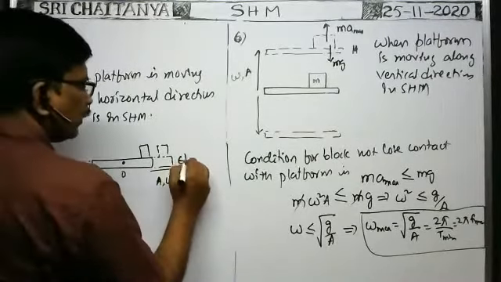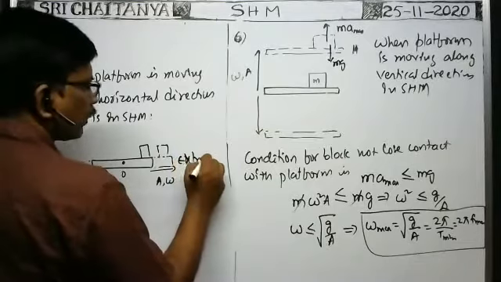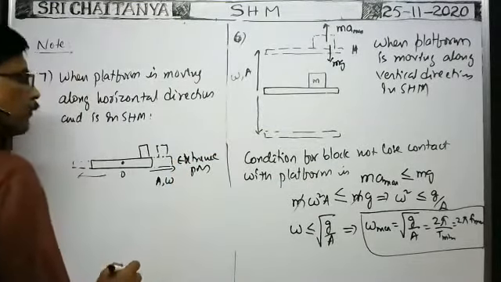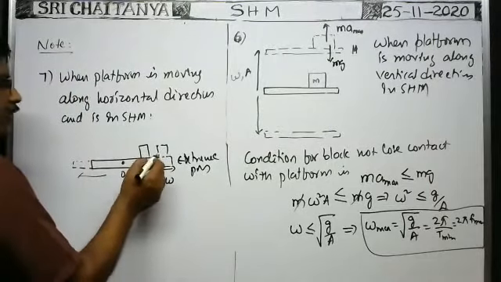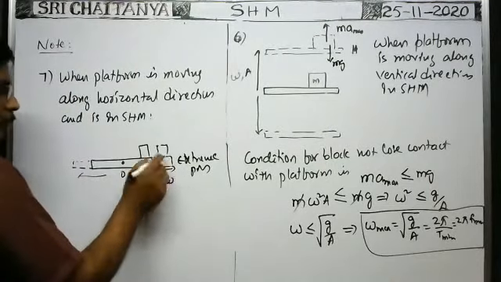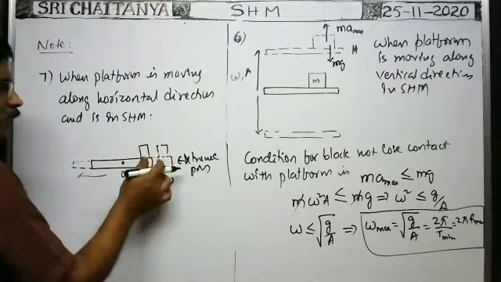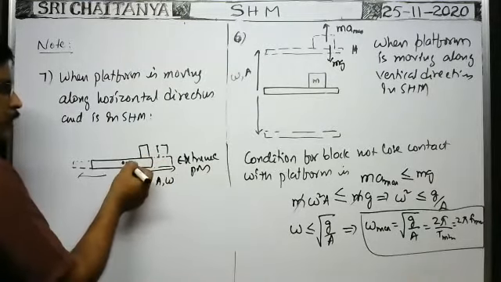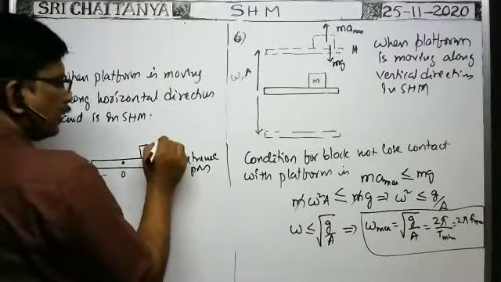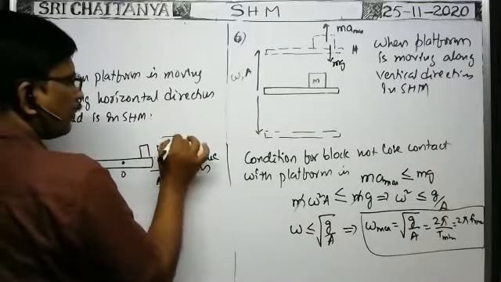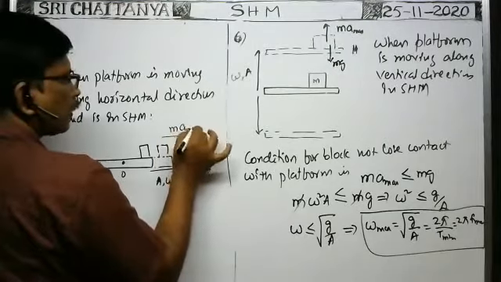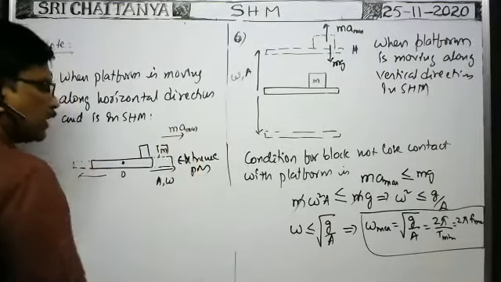say right extreme position, at that time the platform has acceleration A max, because at extreme position the acceleration is maximum. Maximum acceleration of the platform acts towards the mean position. Because of that, the pseudo force acts on this block away from the mean position, means in this direction. That is equal to m into A max, where m is the mass of the block.